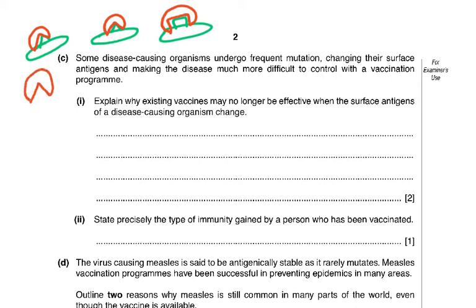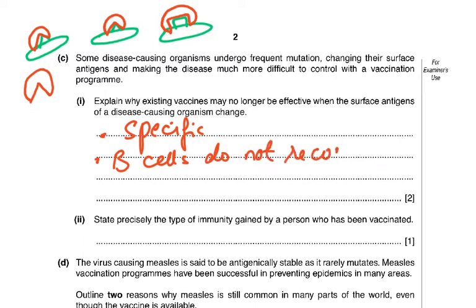So why may existing vaccines no longer be effective when the surface antigens of a disease causing organism change? Because they are specific. Antigens are specific and antibodies are specific or complementary to that antigen. And the B cells will not recognize this. You have memory B cells, but they do not recognize this new antigen.